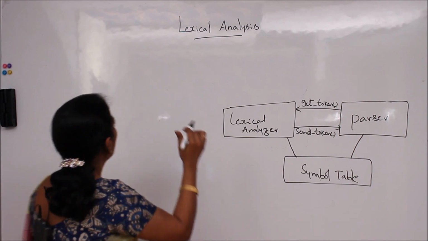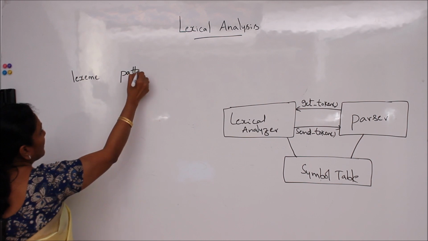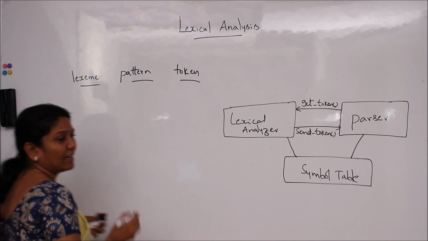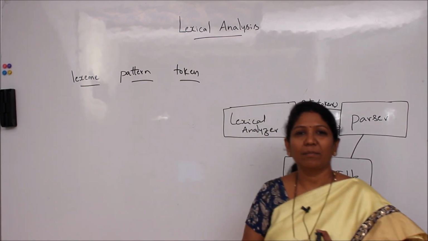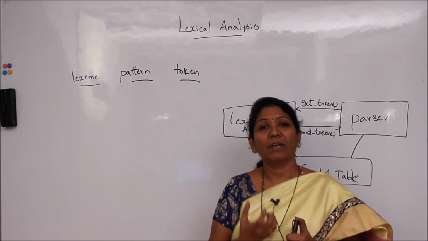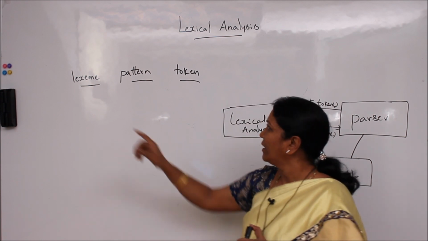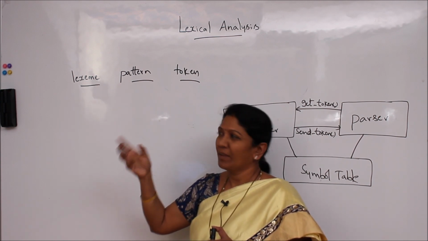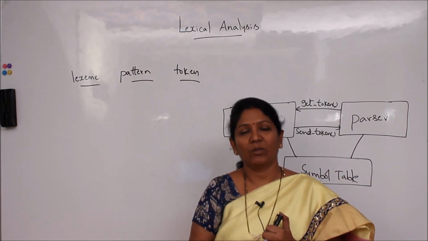Let me take an example. Lexeme, pattern and token. These are the three important terms. Actually, pattern is nothing but the rule, the lexical rule, by using which you can group a stream of characters into tokens. Lexeme is nothing but the actual character stream that represents the token. And tokens are nothing but logical sequences of characters with some collective meaning.